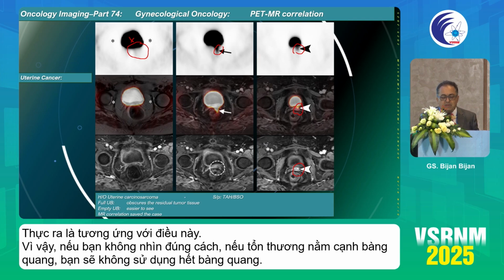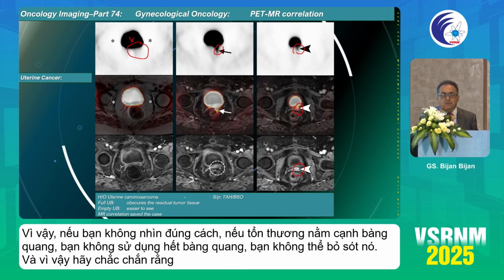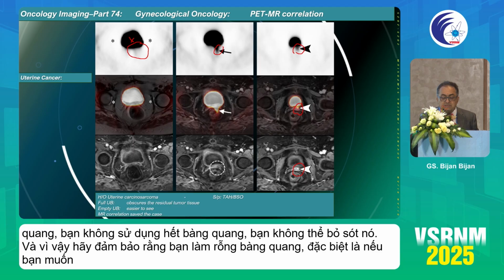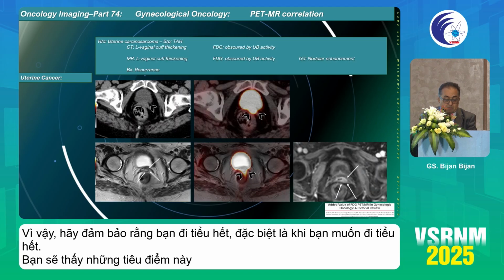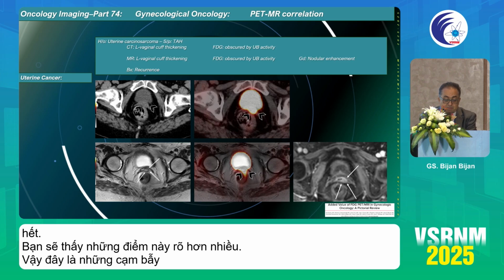So make sure that you empty the bladder, especially if you put in a catheter and empty the bladder, you're going to see these foci of abnormality much, much better. So this is a pitfall. Take a look at them.